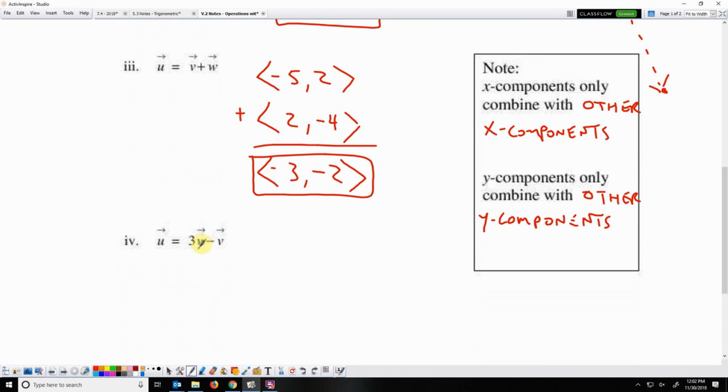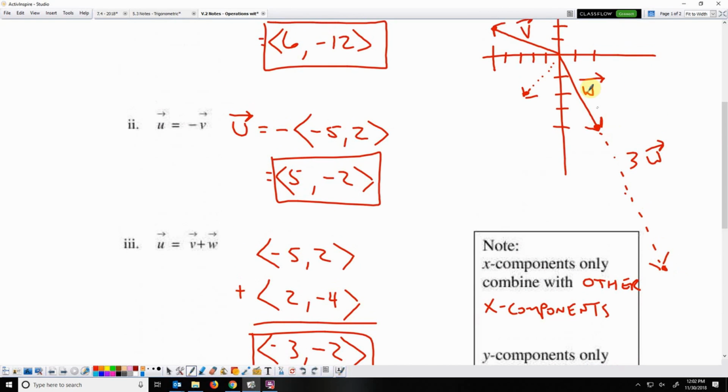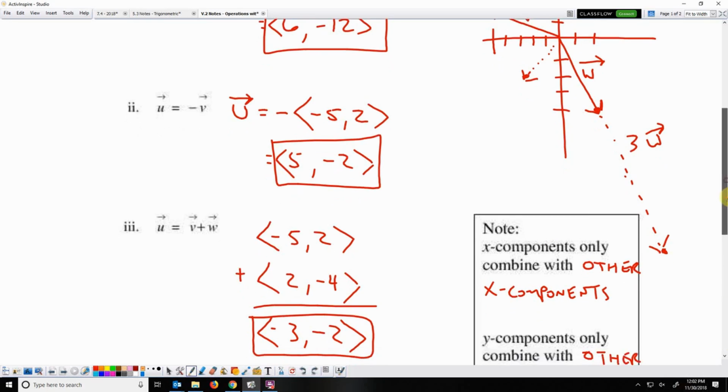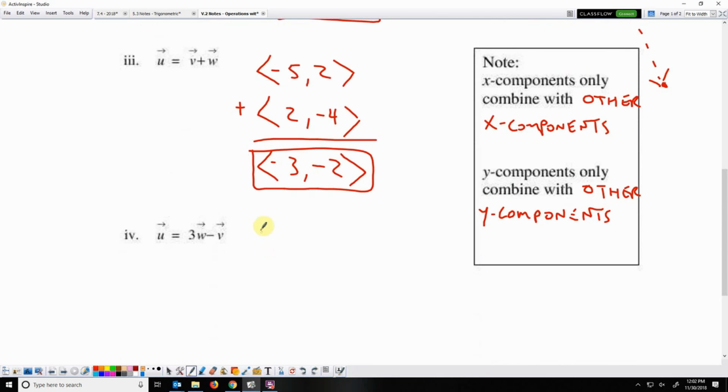Then combining 3 times vector w with the opposite of vector v. So this is 3 times vector w graphically. The opposite of vector v goes right 5 and down 2. So from here, we would go right 5 more and down 2. Here's how we do that algebraically. We do 3 times vector w, and vector w is 2, -4, minus vector v, and vector v is -5, 2.